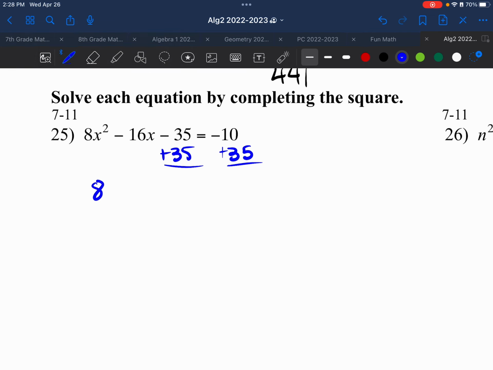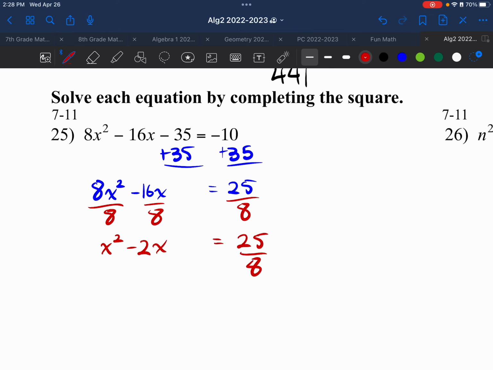When I do that, I have an 8x squared minus 16x. I have some room now to complete the square, and that's going to be equal to 25. Before I complete the square, I need to make sure that my coefficient out here is not a number, so I need to divide everything by 8. So let's go ahead and do that. If we divide by 8, divide by 8, divide by 8, I'm going to get x squared minus 2x, and that's going to be equal to 25 over 8. I'm going to just leave it like that.